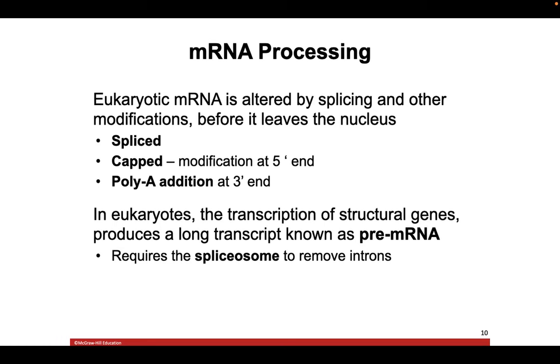And that poly A tail is going to control basically how long this mRNA transcript lasts. The poly A's are just extra adenines at the end. Every time it's transcribed, some of those adenines are going to be lost, and once enough of them are lost, it can't be transcribed anymore.